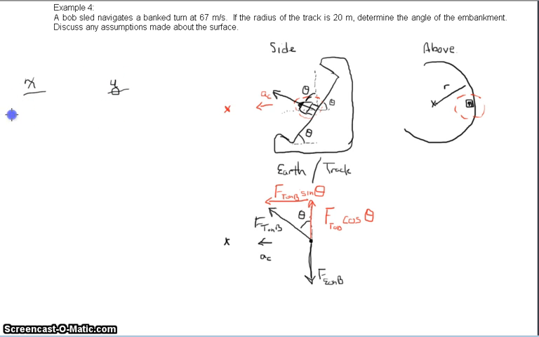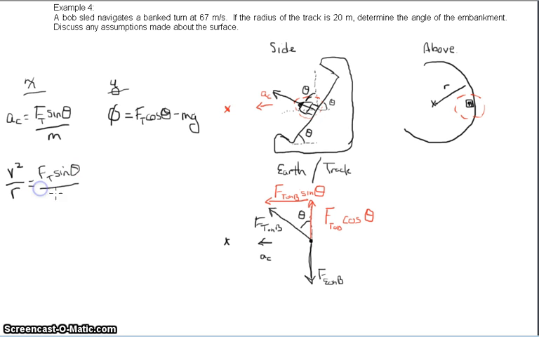So in the x direction, we have our circular acceleration is equal to the force of the track times sine of our unknown angle divided by our mass. In the y direction, we have 0, since it's only accelerating across towards the center of the turn. This would be the force of the track times cosine of theta minus mg. Alright, we need to find the angle here. We're given the speed, and we're given the radius, so we'll substitute in v squared over r is equal to the force of the track times sine of theta, all divided by the mass.